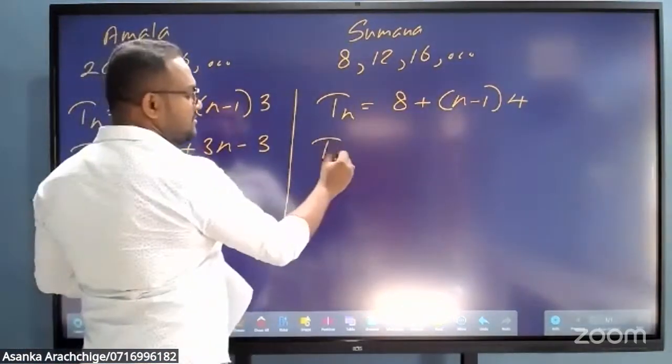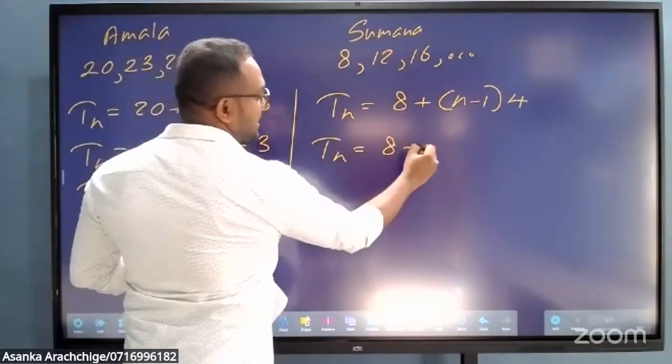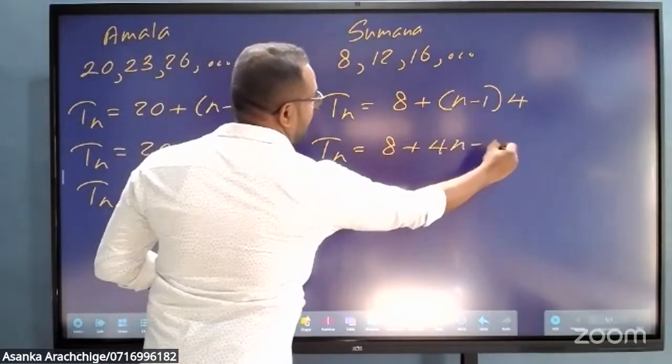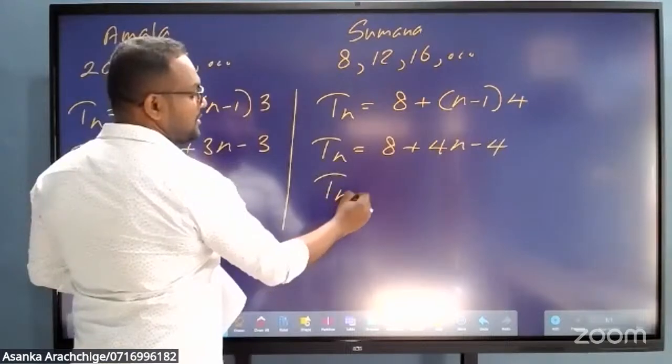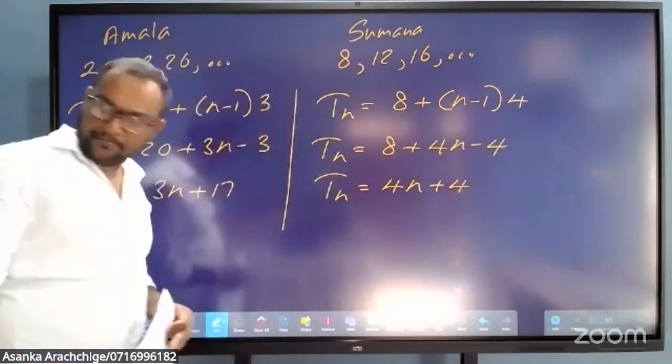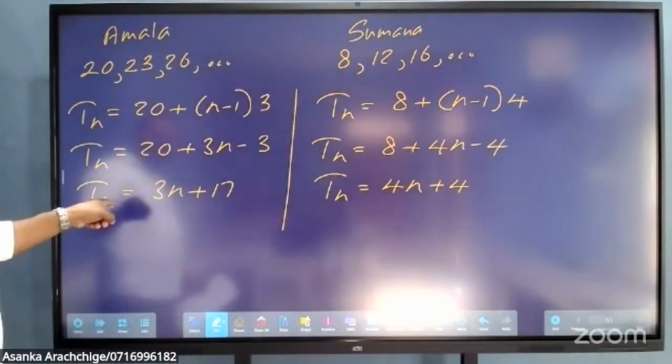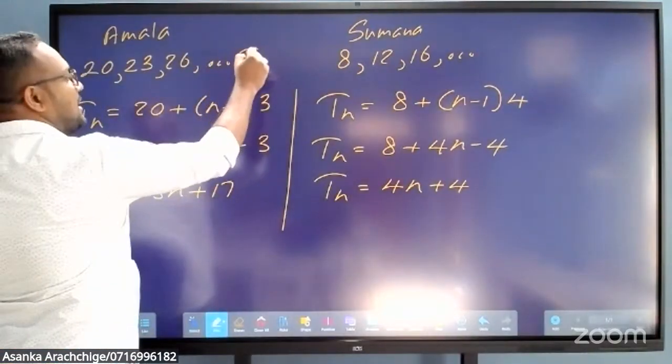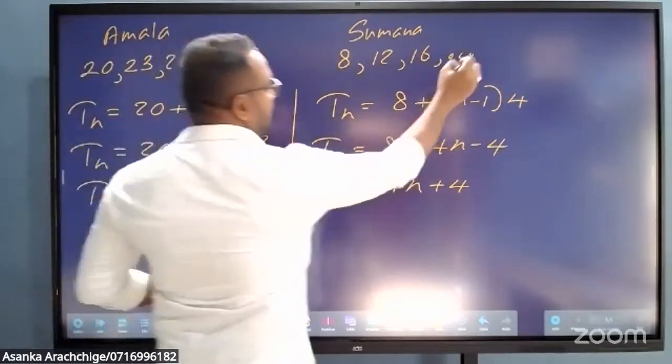And Tn equals 8 plus 4n minus 4. Therefore, Tn equals 4n plus 4. Clear? Then this is Tn of Amala. This is Tn of Sumana.